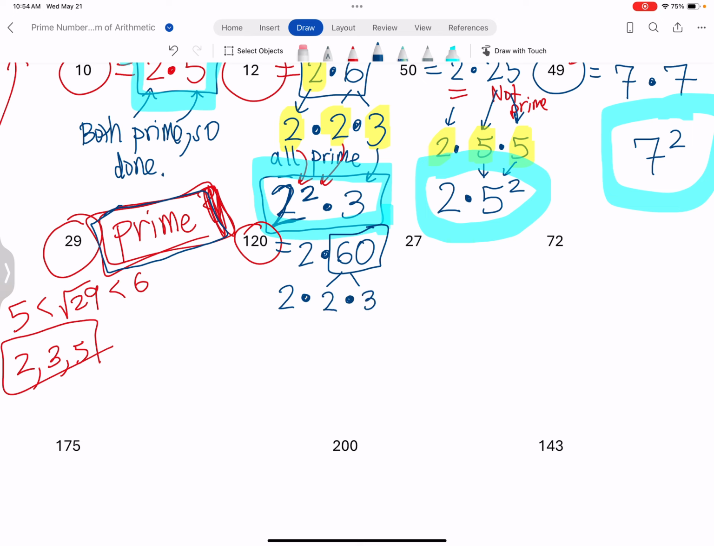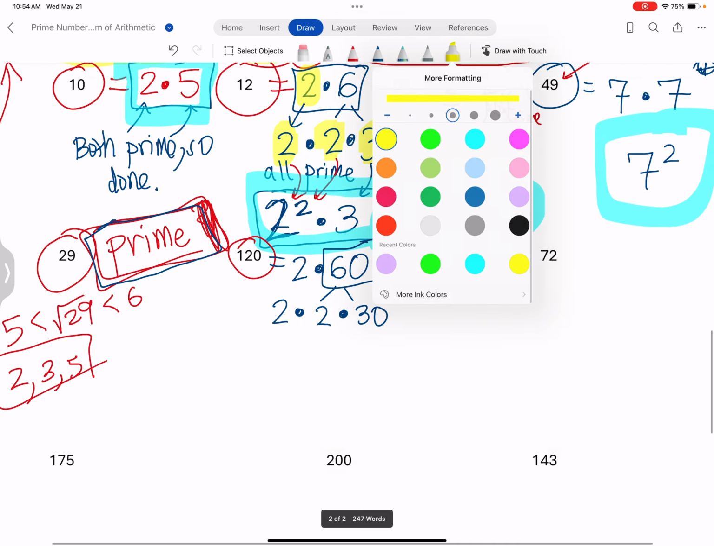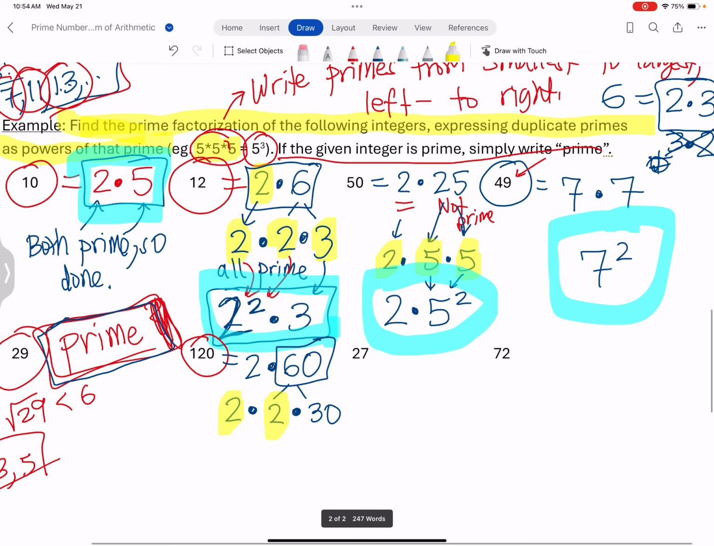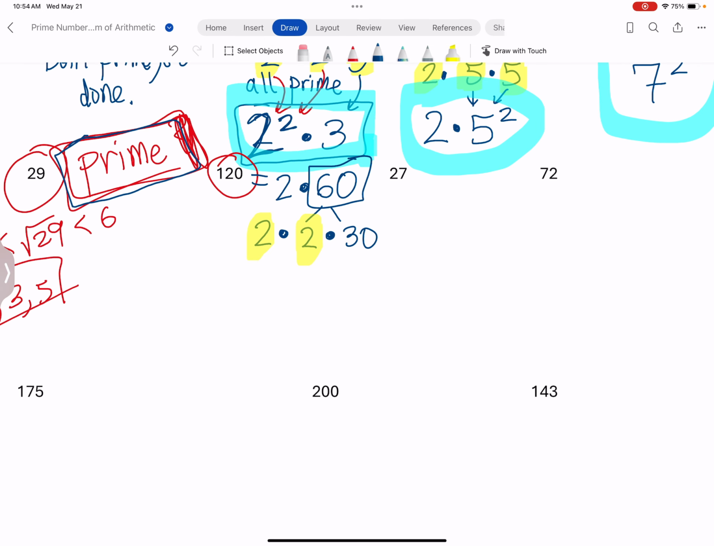60 is 2 times 30. And now I assess, okay, am I ending with all primes? Well, so far, so good with the 2's, but the 30, that's a big number, and I think it has a lot of divisors, so he's going to need some work. I'm going to keep these 2 2's. Don't want to forget that they're there.